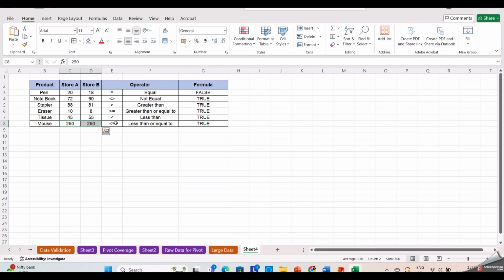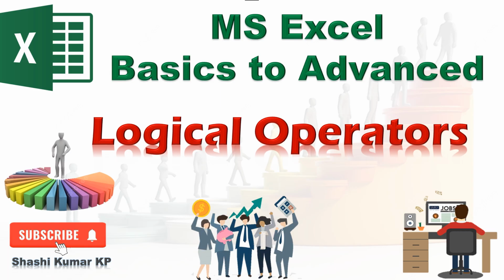These are the logical formulas and they will be helpful when we use functions like if, and, not, and many others. We will need to understand these logical operators if we want to use them in other functions like if and some other functions.